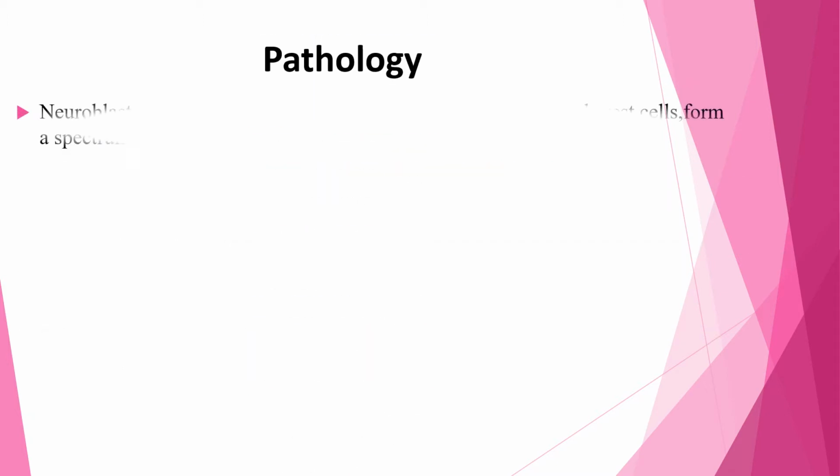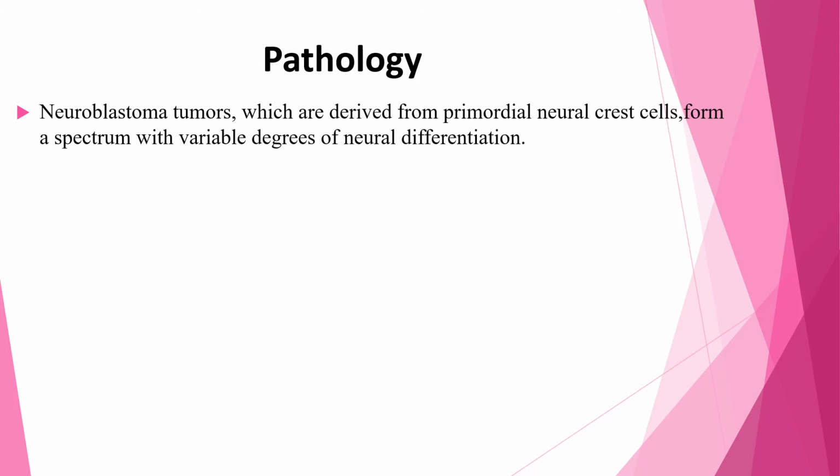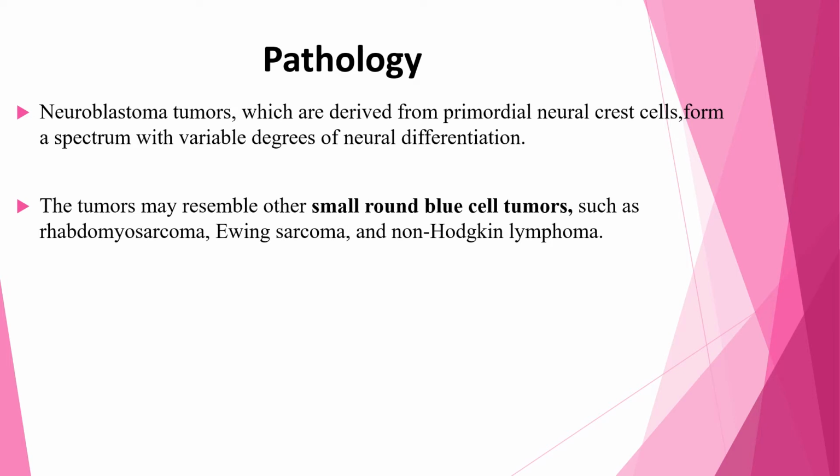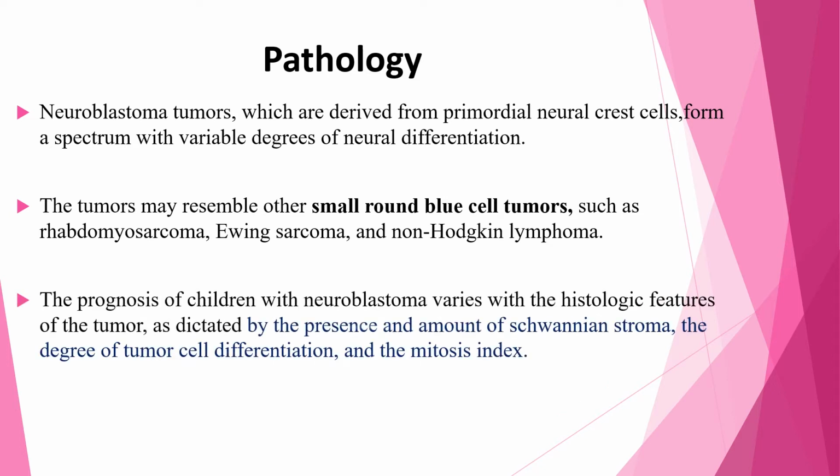When we see the pathology of neuroblastoma, the tumors, which are derived from primordial neural crest cells, form a spectrum with variable degrees of neural differentiation. The tumors might resemble other small round blue cell tumors such as rhabdomyosarcoma, Ewing's sarcoma, non-Hodgkin's lymphoma. The prognosis varies with the histologic features of the tumor as dictated by the presence and the amounts of Schwannian stroma, the degree of tumor cell differentiation, and the mitosis index.